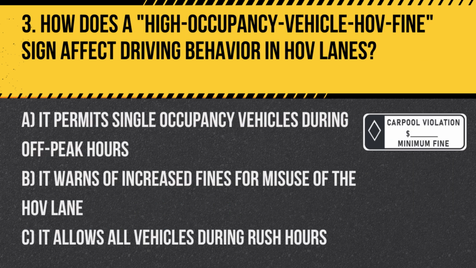Question 3. How does a high occupancy vehicle HOV sign affect driving behavior in HOV lanes? A. It permits single occupancy vehicles during off-peak hours. B. It warns of increased fines for misuse of the HOV lane. C. It allows all vehicles during rush hours.